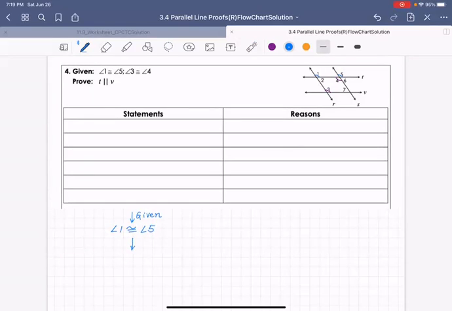So you say R parallel to S because corresponding angles converse. Very good. Corresponding angle converse. Okay. Next.